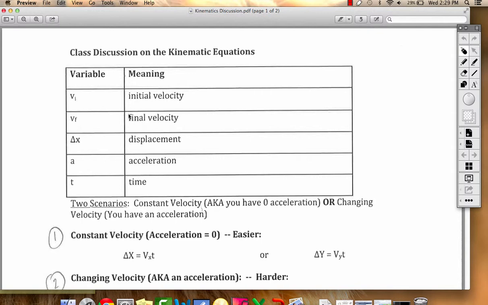So v sub i means initial velocity, v sub f means final velocity, delta x, which sometimes can actually be delta y or even delta d, stands for the displacement, a is acceleration, and t is time.